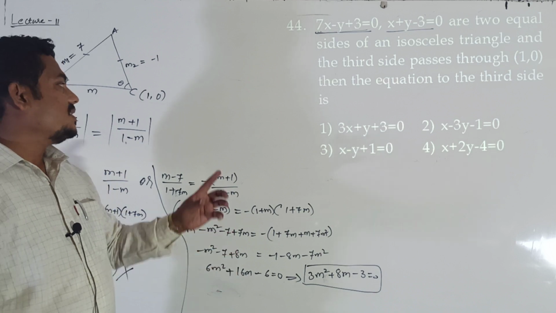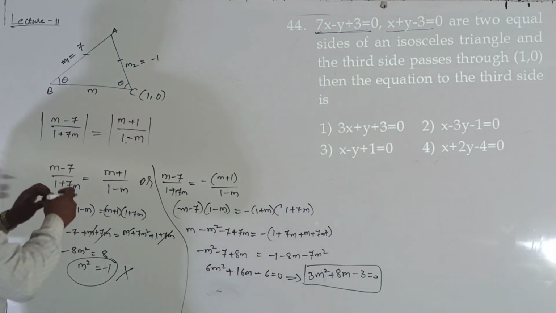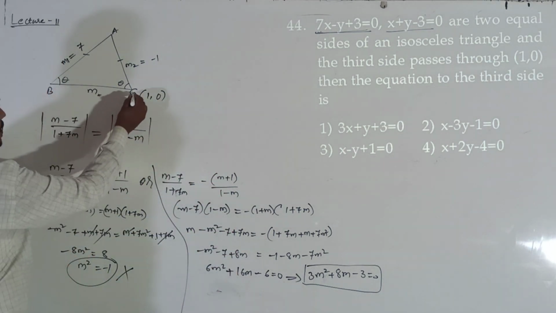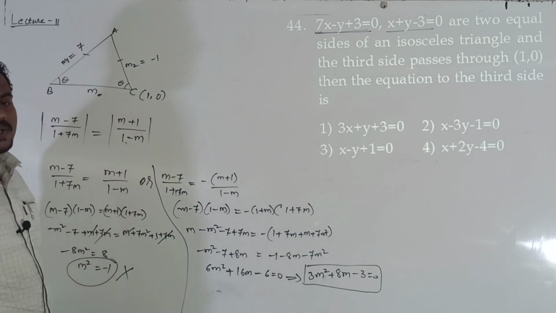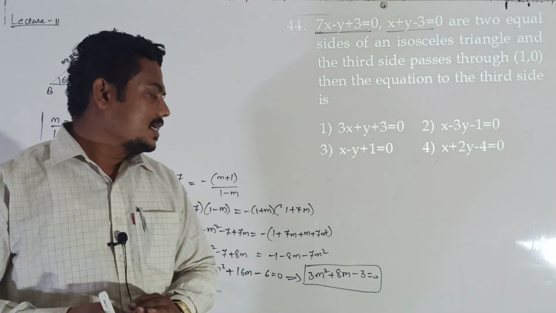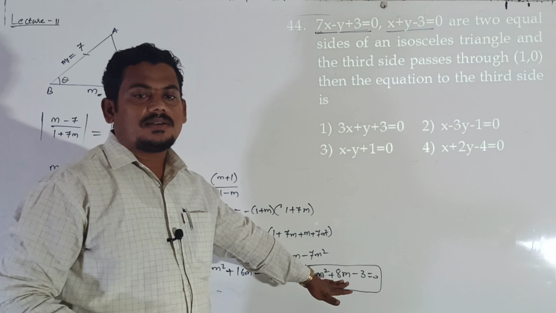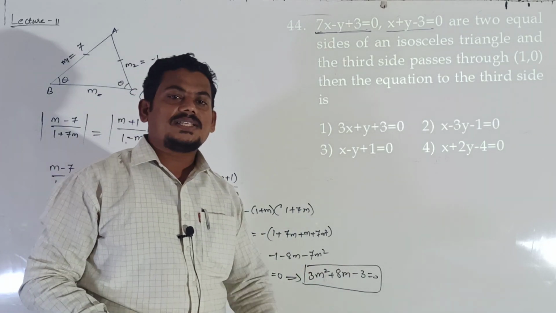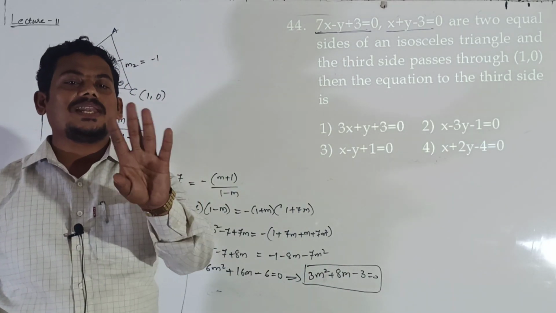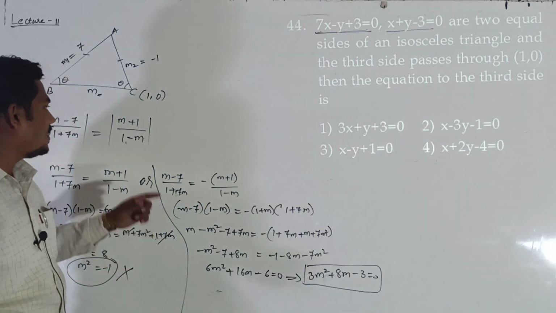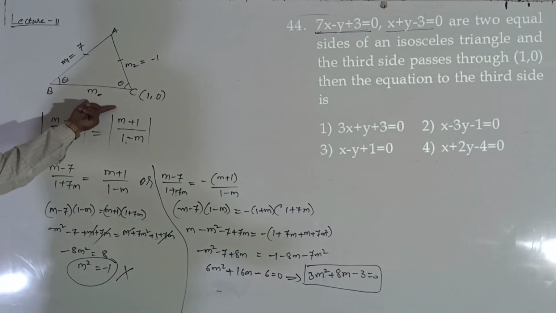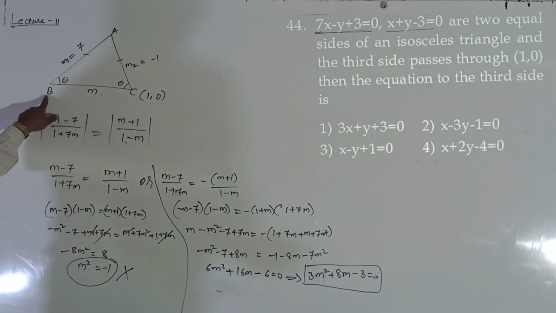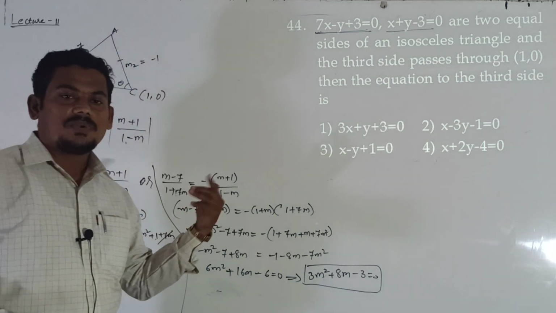After getting m value, just use slope and point formula. Once you get m value, then use slope and point formula, then you get the required equation. Equation of third side. After solving this quadratic equation, you get m value. By using slope and point formula, clearly you get equation of BC. I hope you will solve, right?